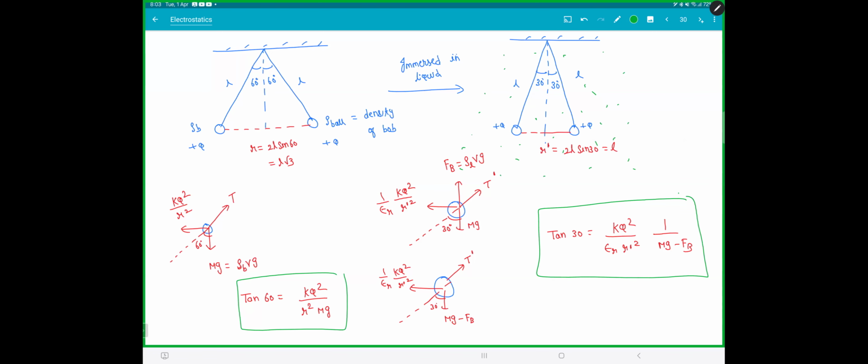If I got these two, my job's done. So two things happened when you kept it in a liquid. You introduced a buoyant force and you also introduced a medium, so the overall force decreased. Are these equations clear, everyone? Then you're done. You just divide them.